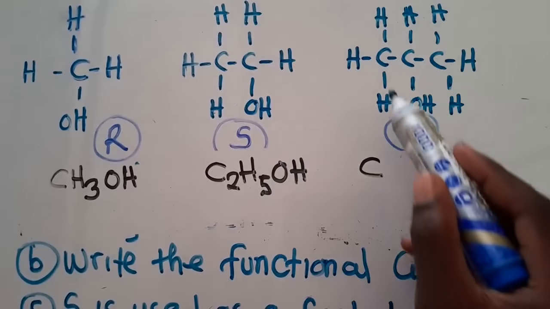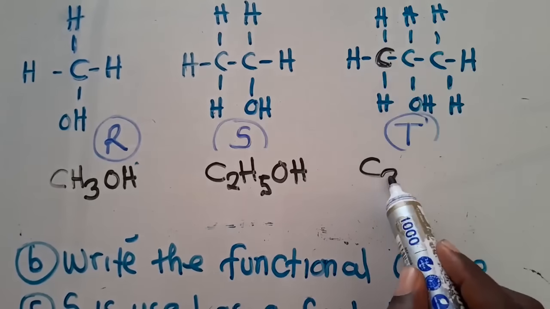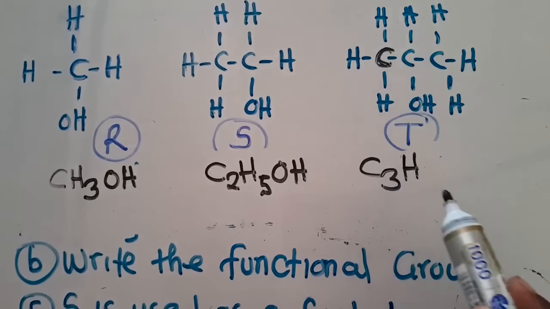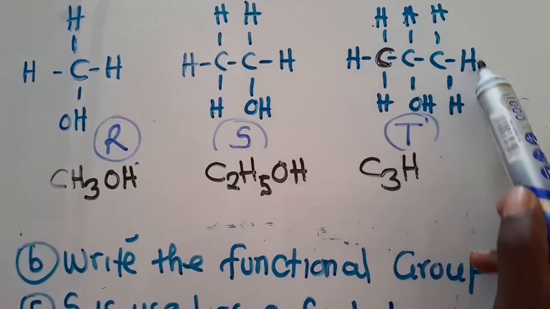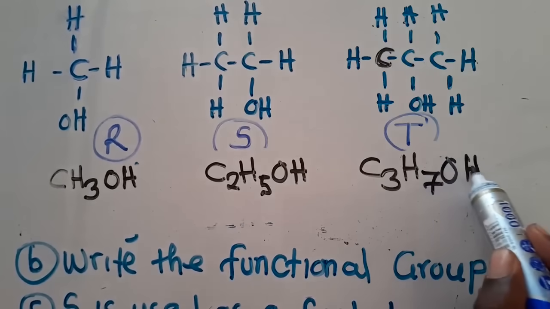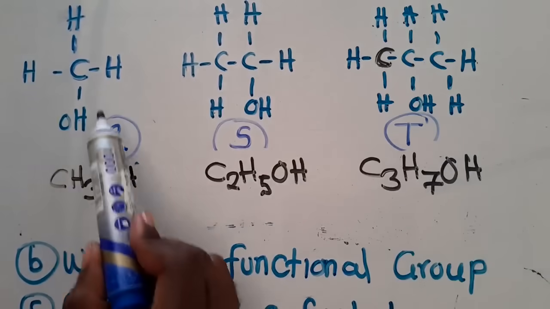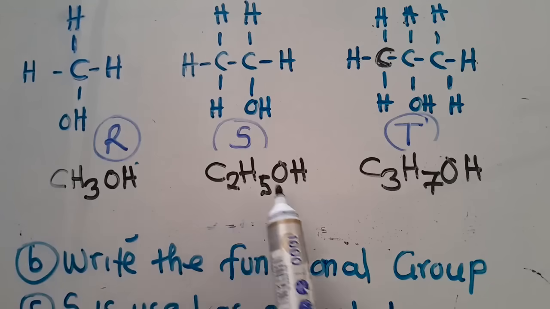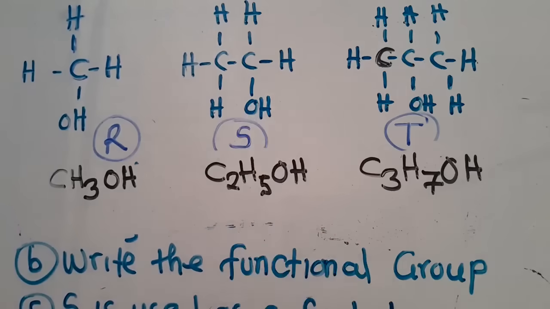We go to this one. How many carbons? 1, 2, 3. So 3, then H, apart from the OH: 1, 2, 3, 4, 5, 6, 7. C3H7OH. This is the chemical formula, and this is the structural formula. Even this one, this is the chemical formula, this is the structural formula. I want you to understand these questions and get the concept behind this.